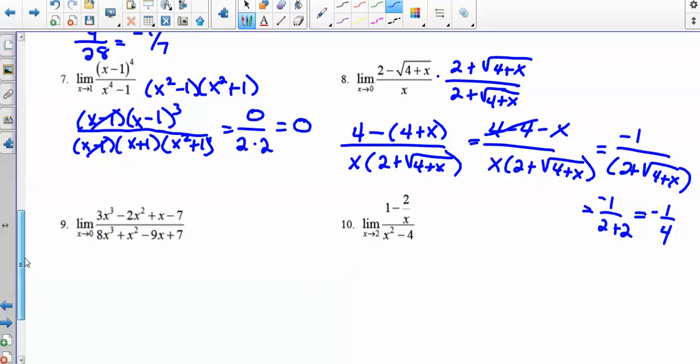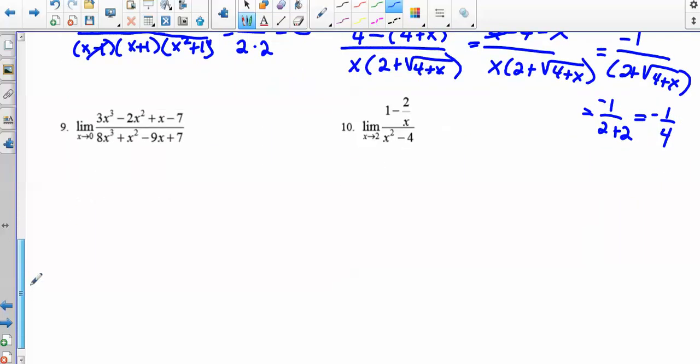Problem 9 looks pretty tricky, but notice that the limit as x approaches 0, you're going to substitute 0 for all of these x's. So this becomes 0, this becomes 0, this becomes 0, leaving you just negative 7. 0, 0, 0, leaving you positive 7, and an answer of negative 1.